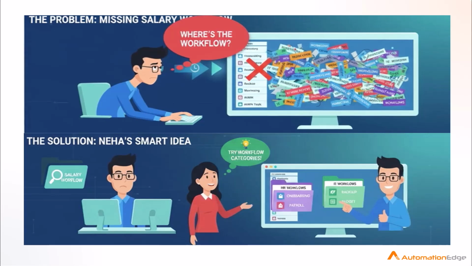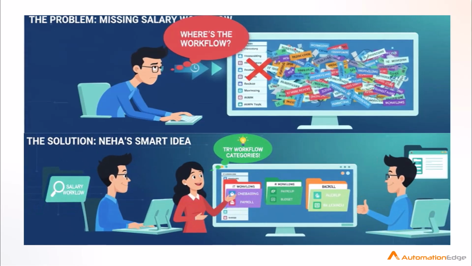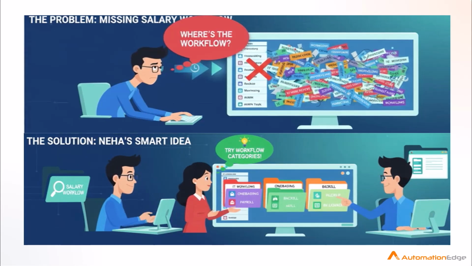Amit spends several frustrating minutes scrolling through the list, looking for a single workflow that should have taken seconds to find. That experience makes one thing clear. As workflows grow in number, an unorganized list becomes a serious problem. What is needed is a way to group workflows logically, the same way files on a computer are kept in folders rather than scattered across the desktop. Finance reports in one folder, HR documents in another, IT logs somewhere else. That is exactly what workflow categories provide inside Automation Edge.